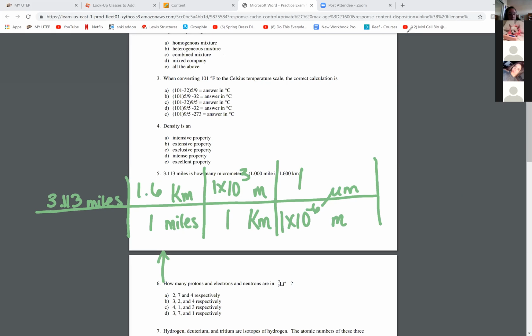I thought micrometers was 10 to the 9th. Is it not? Micro, nano, pico. No, so you have deci, centi, micro. Oh, milli, nano, or the 10th. Yeah. Okay. And then micro, nano, pico. Yeah.